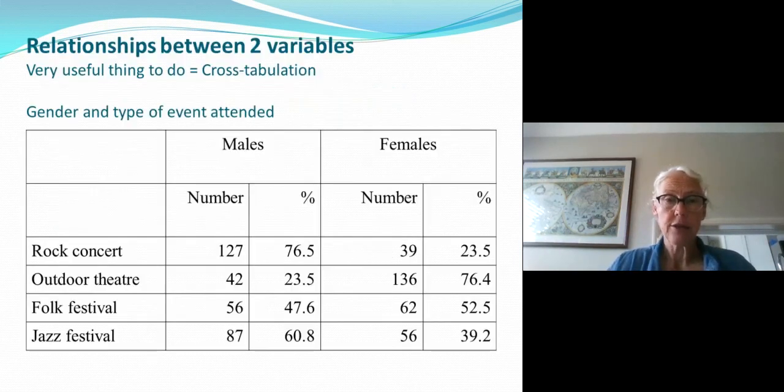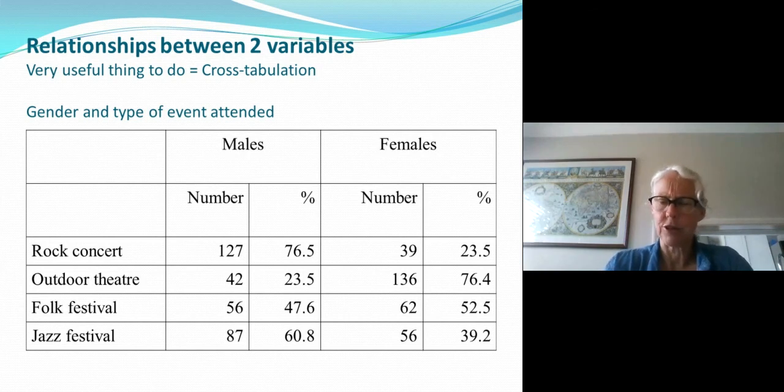and I'll just illustrate that. So here's an example where we're looking at people's gender and the type of event they've attended. So there's 4 events there, and I've compared men and women. Okay, and I've got the number, and then I've got the percentage. So at the rock concert, I've got the percentage who are men, percentage who are women. So in that case, I've got slightly higher percentage of men attending the rock concert compared to women.